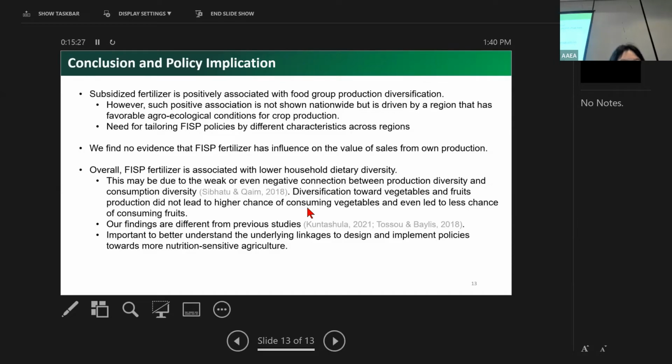And then our findings are actually different from previous studies that found that FISP has some positive effect on household dietary diversity, but using different data and different econometric methodologies. So we need more evidence on this topic and more agreement. However, we would suggest that it is important to better understand the underlying channels to better design and implement the programs so that they have more nutrition sensitive agriculture objectives. Thank you.